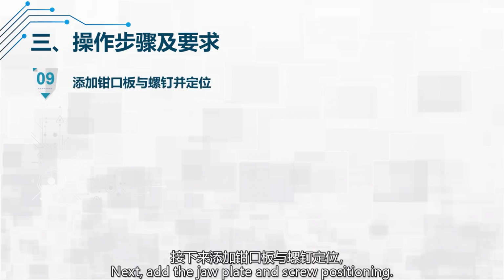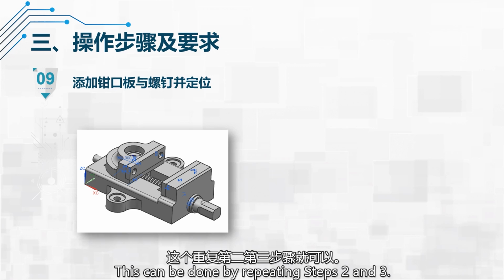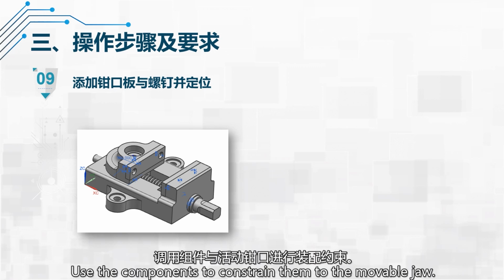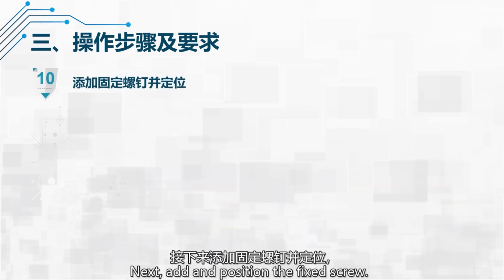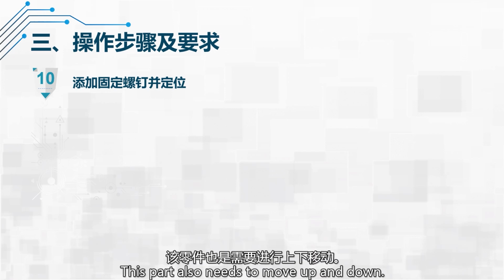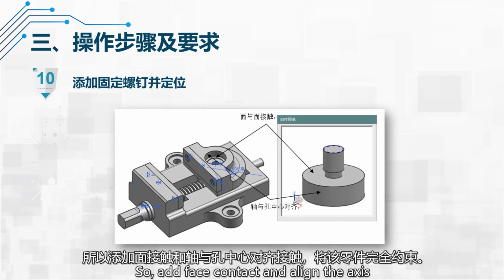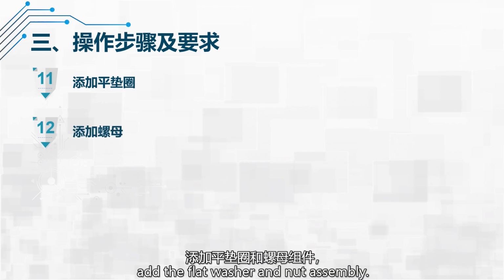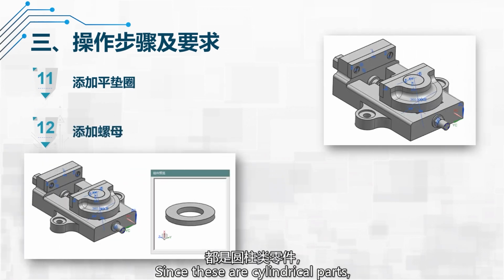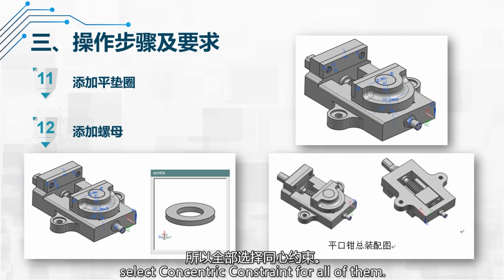Next, add the jaw plate and screw positioning. This can be done by repeating steps 2 and 3. Use the components to constrain them to the movable jaw. Next, add and position the fixed screw. This part also needs to move up and down. So, add face contact and align the axis with the hole center to fully constrain the part. Next, add the flat washer and the nut assembly. Since these are cylindrical parts, select concentric constraint for all of them.